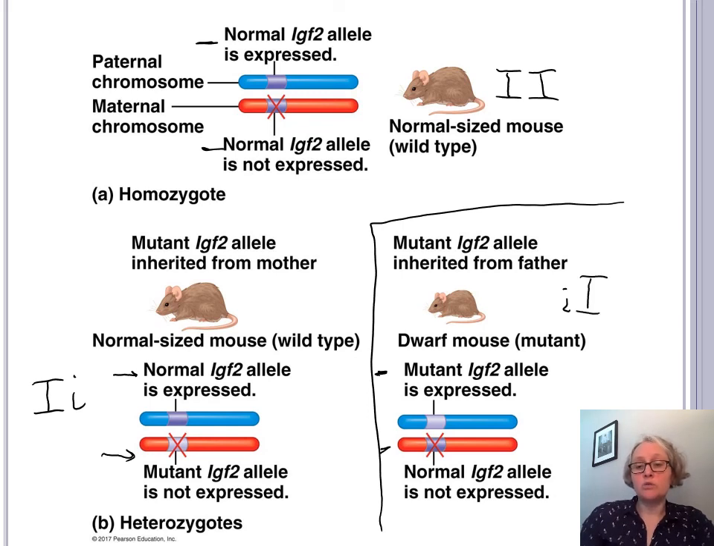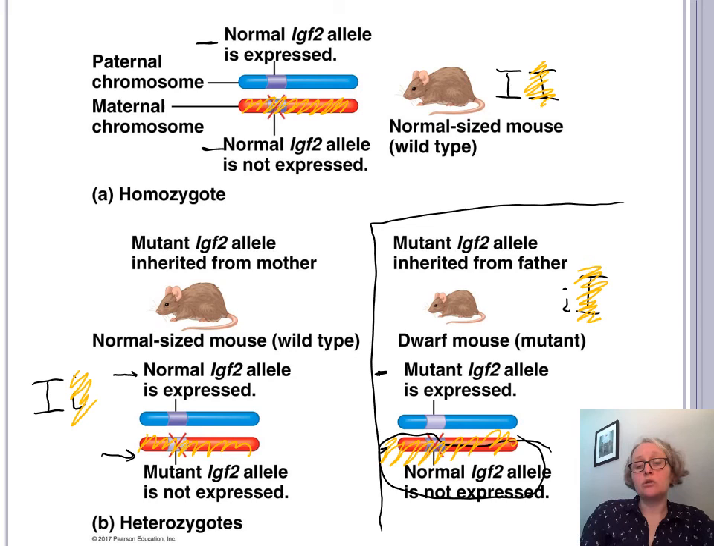Normal Mendelian genetics would say, oh, they have a copy of that normal allele, they're going to be normal sized. But we don't see that happening. What happens because of genomic imprinting is no matter what the mom gave the mouse, it doesn't matter. That DNA has been blocked. So in this case, that normal gene that mom gave has been locked. So this mouse is going to be dwarf in size.